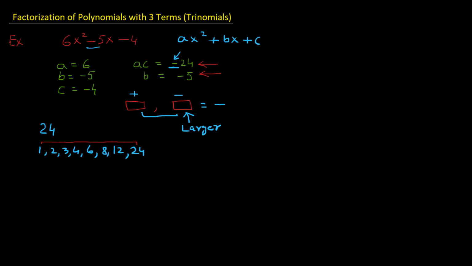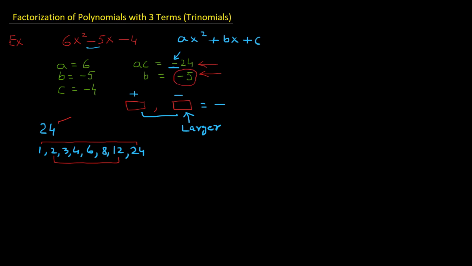Okay. Now look at the next one. 2 into 12 is also 24. The product will be 24. But if we add 2 and 12, and one has a different sign, we will get 10. So this is not our number because we need 5. This is our target. When we add those numbers, we should be able to get 5.